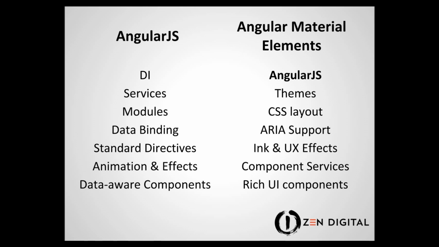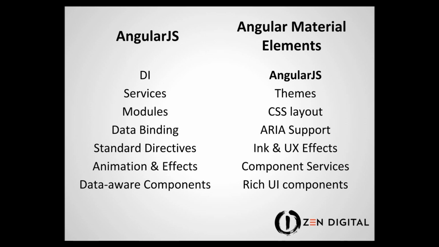So AngularJS has dependency injection and services and modules. It's got its two-way data binding, standard directives and directives you can write yourself. There's animations and effects, and it has data-aware components. So Angular material elements is basically AngularJS plus the themes from material design, CSS layout, ARIA support, which is accessibility for rich internet applications.